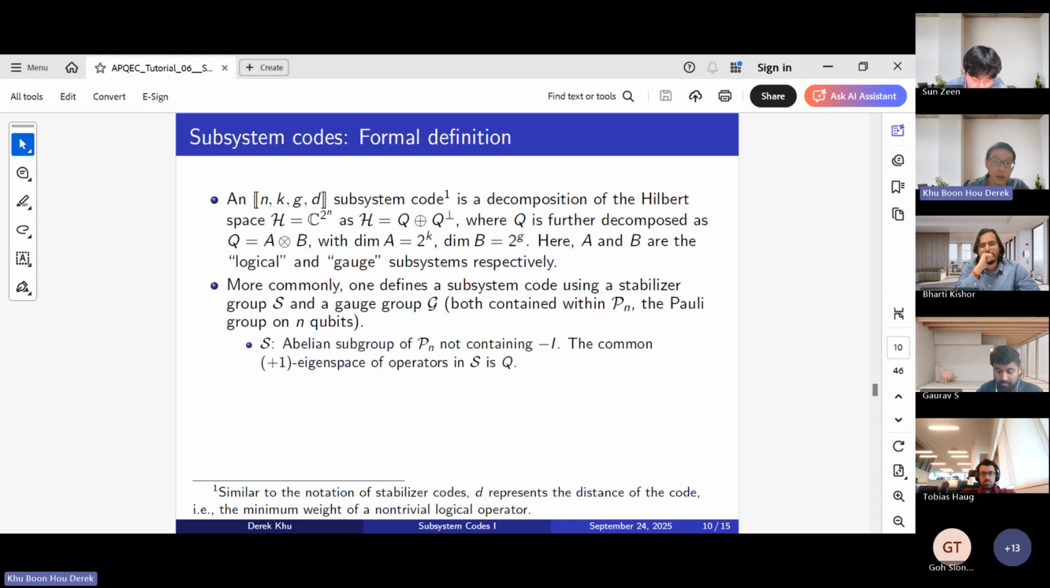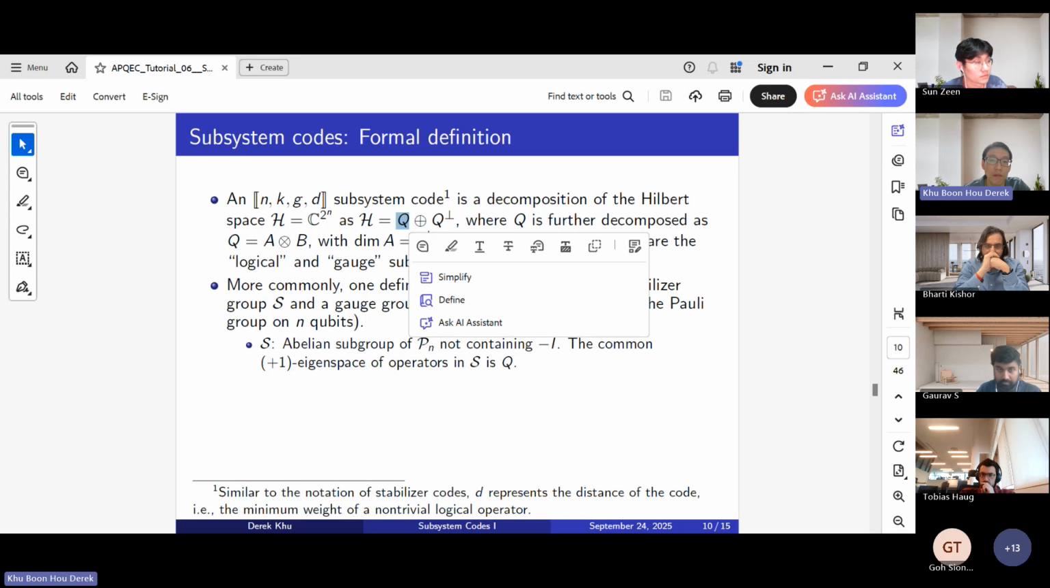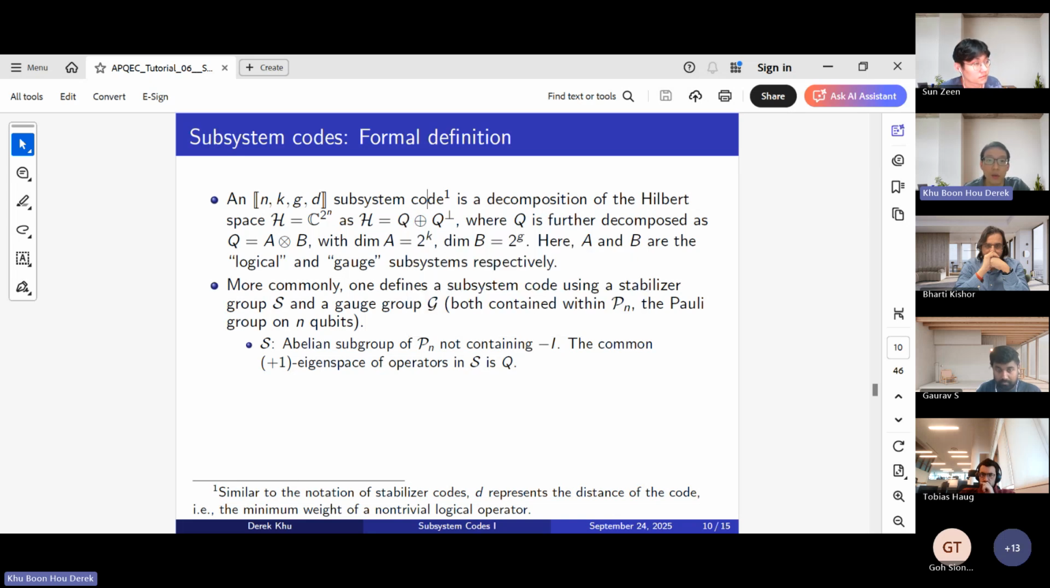The stabilizer group S is abelian. This is exactly the same as in the stabilizer group case, where it's an abelian subgroup of the Pauli group P_n, and it doesn't contain minus 1. The common plus 1 eigenspace of all these operators is Q. So basically, Q is the space of code words, where S is the set of operators which fix everything in Q.